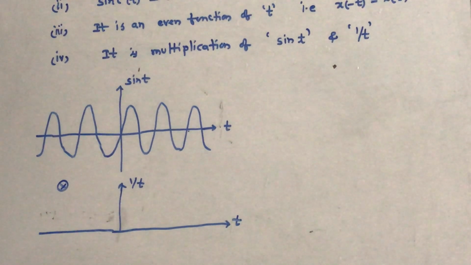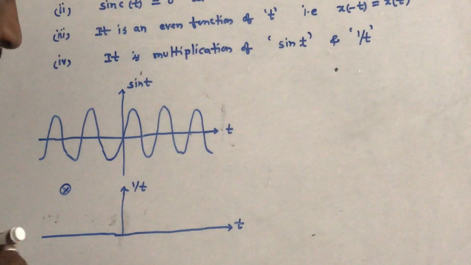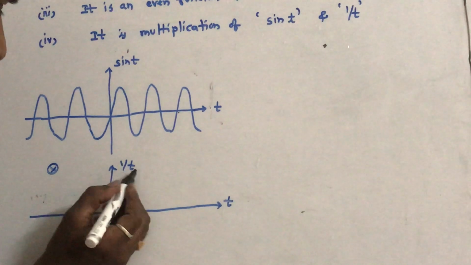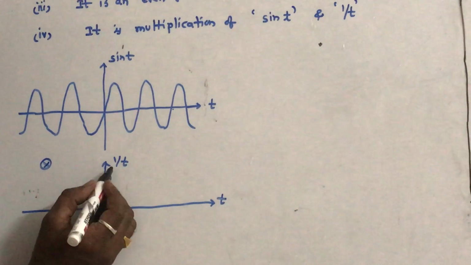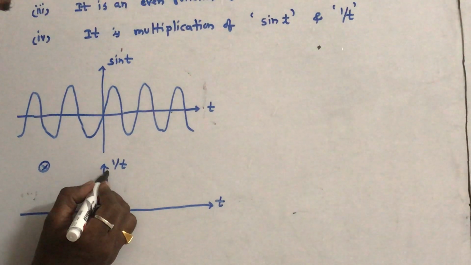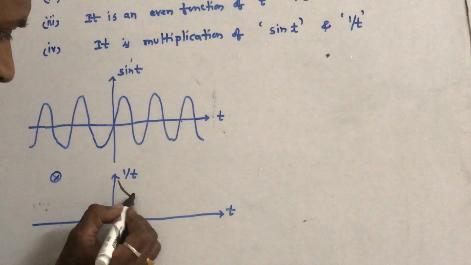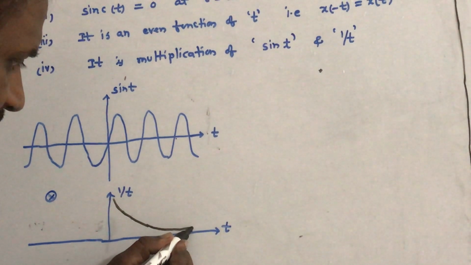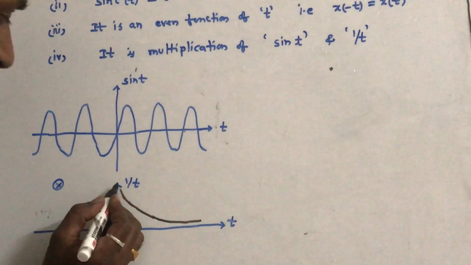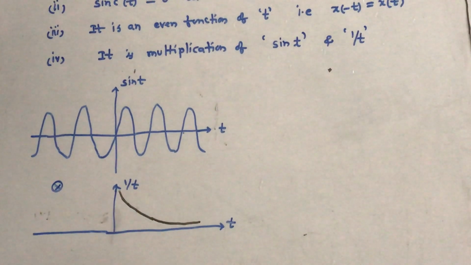For example, if you substitute t is equal to 0, 1 by 0 is infinity. Somewhere it starts from infinity, and at t is equal to infinity, 1 by infinity will become 0. That means the nature of this graph 1 by t is decreasing something like this and will become 0 finally. It starts from infinity and finally becomes 0 at infinity.